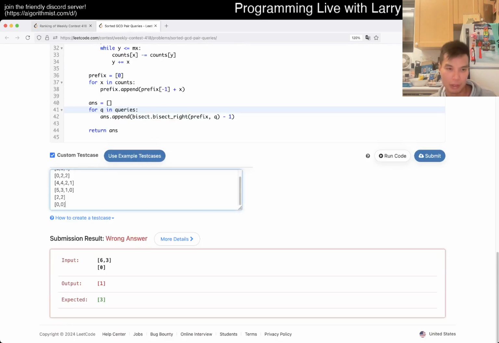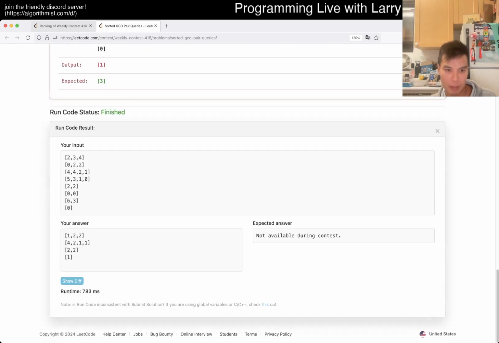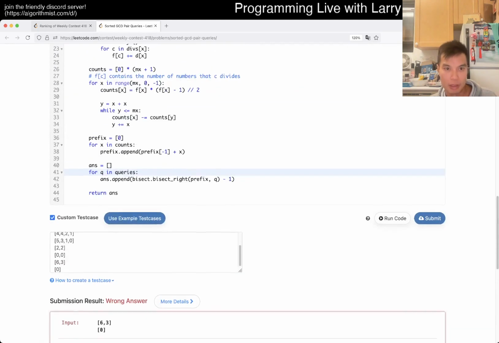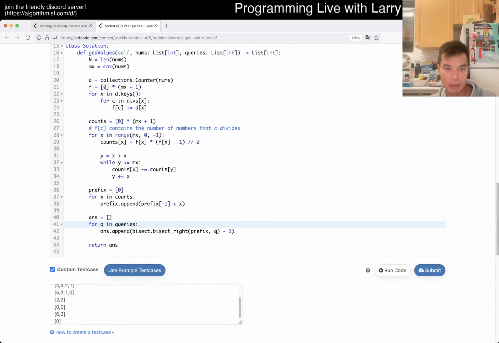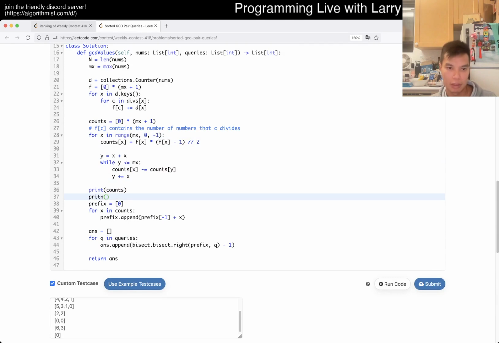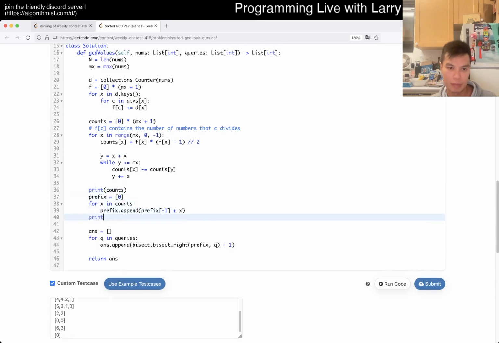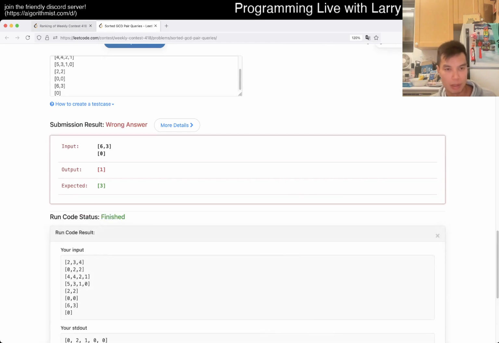Okay, I knew I was going to have it off by 1. Maybe I should think about it. 6, 3, output 1, 6. The answer should be 3. Why? Do I have an off by 1 somewhere else actually? Why would it be off by 1?